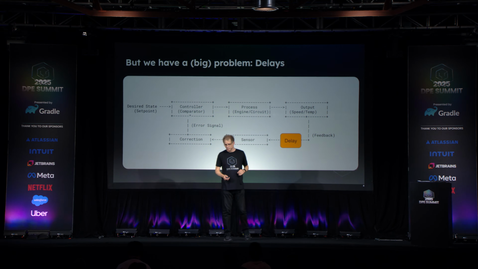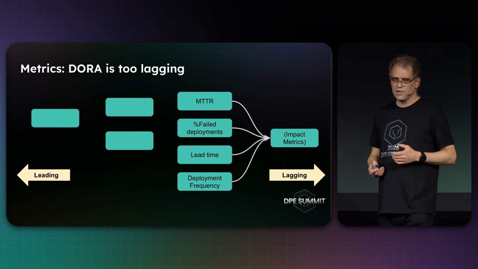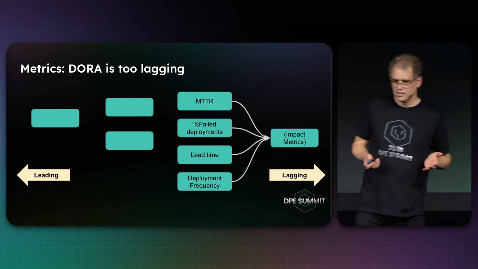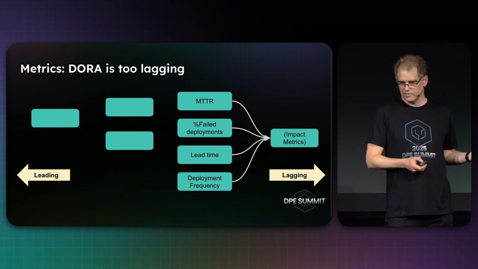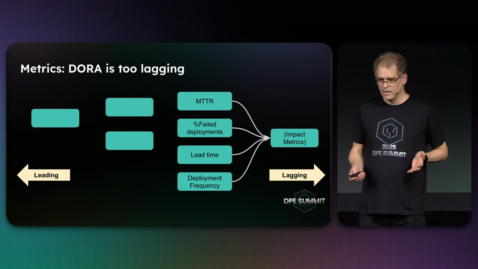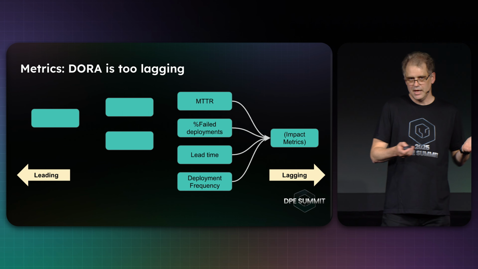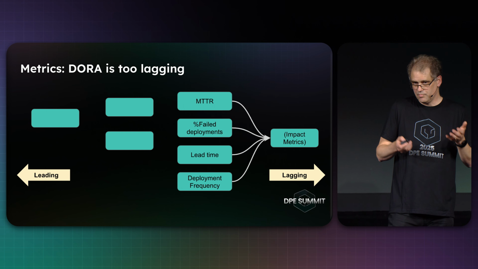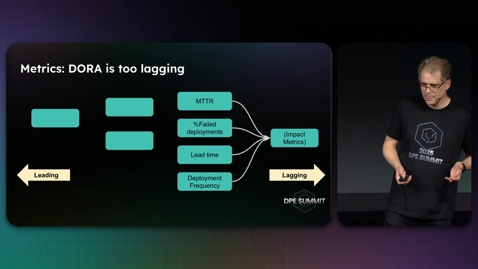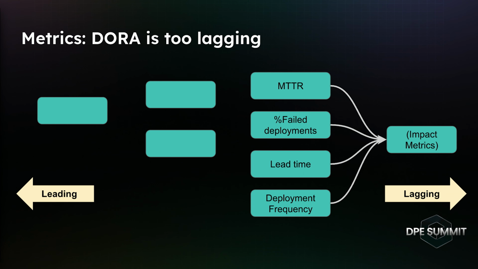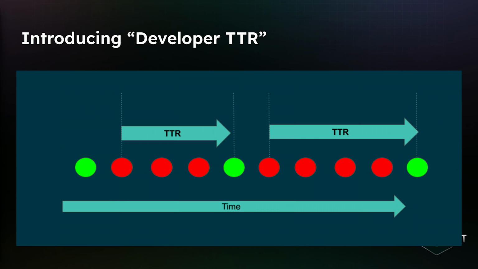It's kind of unstable. So we find ourselves in a difficult situation because we want to optimize for impact metrics. The DORA metrics are good proxies, but corrective actions are delayed. So this brings you to an unstable situation. So this is difficult to understand the root cause for a DORA metric moving. What can we do? Before I answer that question, I would like to introduce what I call developer TTR.